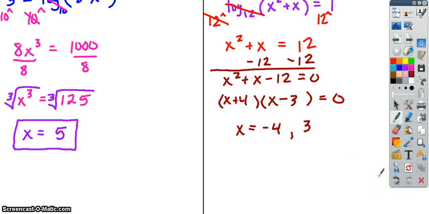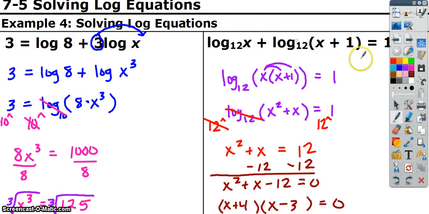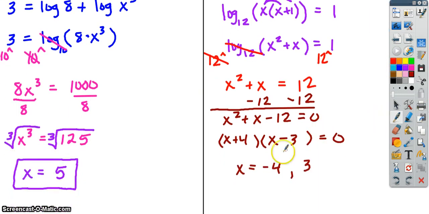Now, we always have to check for extraneous solutions. Should be used to that by now. We've done this a lot. Anything that makes a log be 0 or a negative number has to be thrown out. You can only take the log of positive numbers. So negative 4, if I plug that in right here, that's going to be taking the log base 12 of negative 4. You can't do that. Even if I plugged it in here, that'd be log base 12 of negative 3. You can't do that. Negative 4 has to be thrown out.